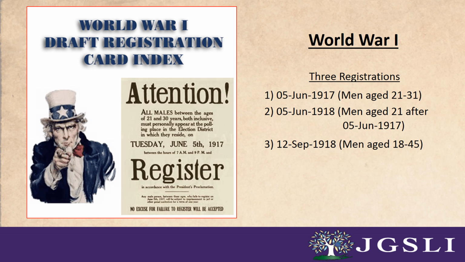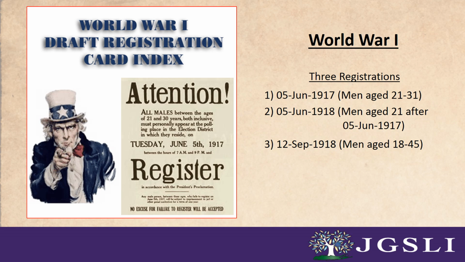World War I saw 3 different registrations. The first was June 5, 1917, for men between the ages of 21 and 31. The second was held 1 year later on June 5, 1918, for men who turned 21 after June 5, 1917. And finally, the third registration was held September 12, 1918, for men between the ages of 18 and 45. Although the forms for each of these registrations varied slightly, there are some important differences for our purposes, which I'll show you.